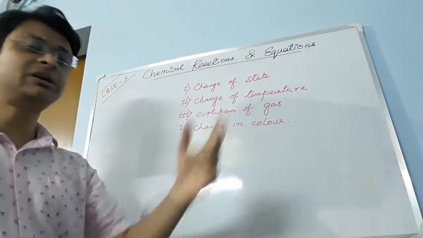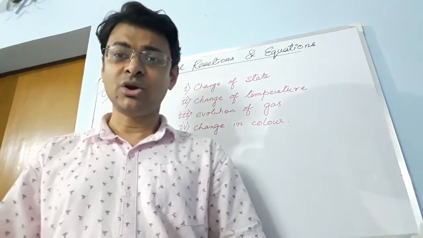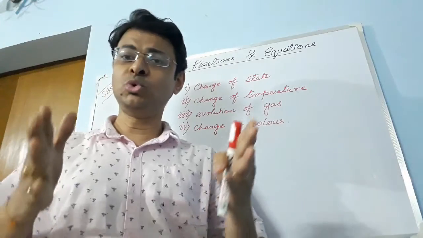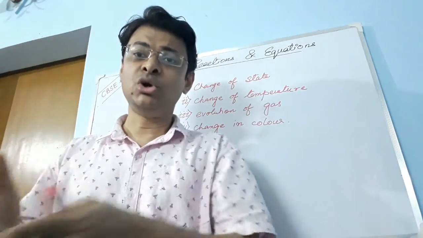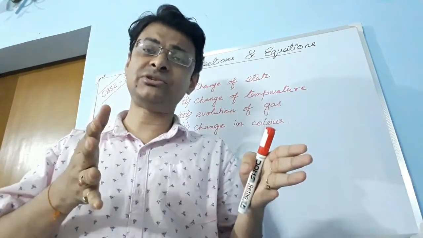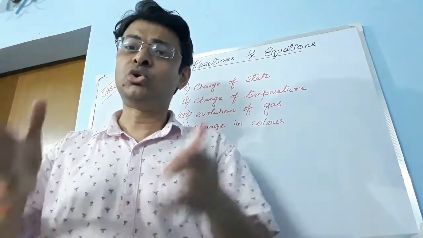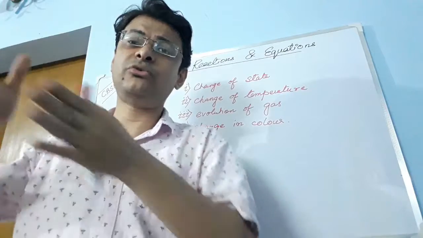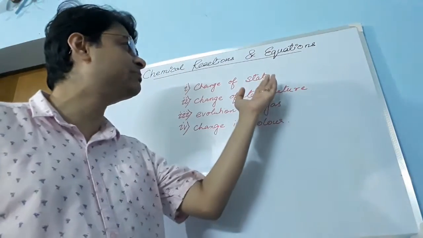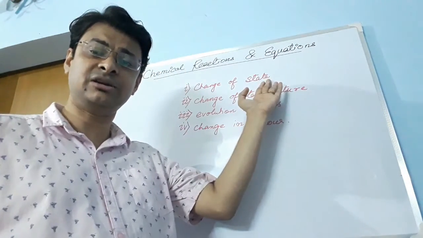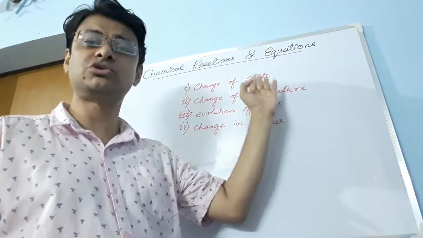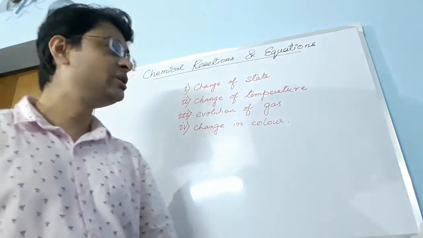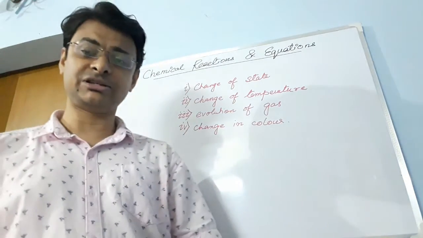Now change of state, how does change of state take place? Suppose two solids react to form a liquid or a gas, two gases react to form a solid, two liquids combine together to form a gas. So whenever this type of change of state takes place in the reaction, from solids to liquid to gas or from gas to liquid to solid, we may call it a chemical reaction.